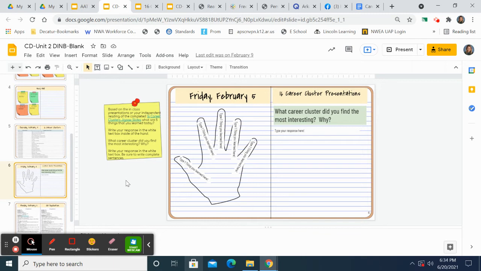So instead of having students get up and walk around the room and visit each career cluster like in a typical jigsaw, since this was done digitally, I had students come up and actually present. Once we completed presentations, I had students give me 5 and tell me 5 things that they learned within this little hand. And then I had them answer the question, what career cluster did you find the most interesting and why?